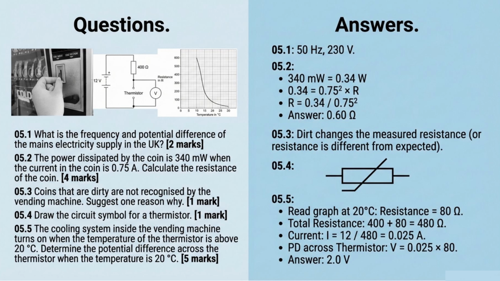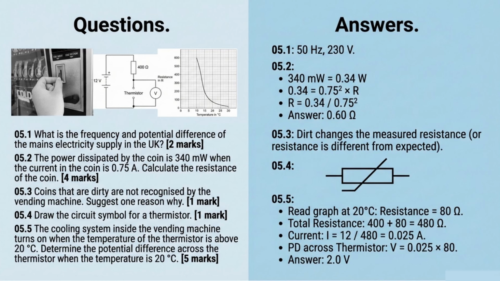Moving on to slide 6, question 5, mains electricity and circuits. Question 5.1 is factual. What is the mains supply? The frequency is 50 hertz and the potential difference is 230 volts. 5.2 is a resistance calculation. The power is given as 340 milliwatts, and current is 0.75 amps. Convert the power first. 340 milliwatts is 0.34 watts.